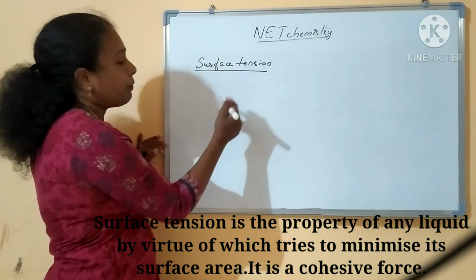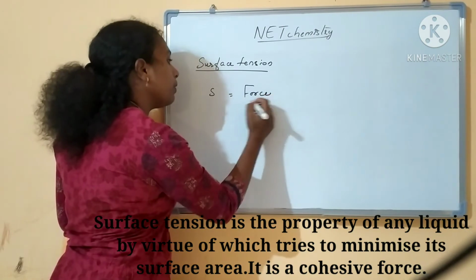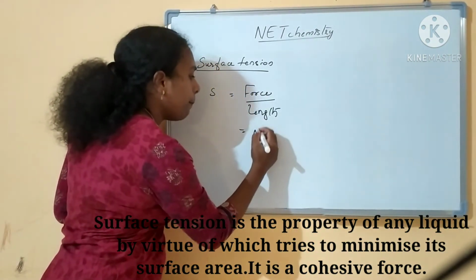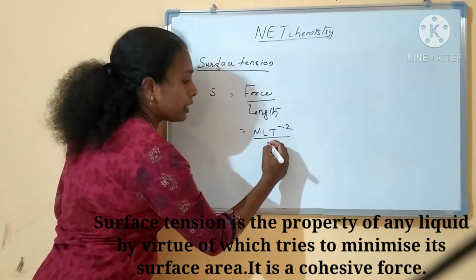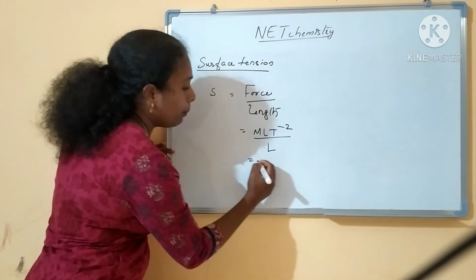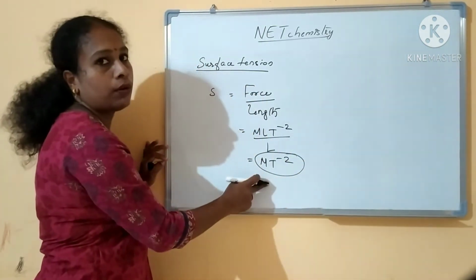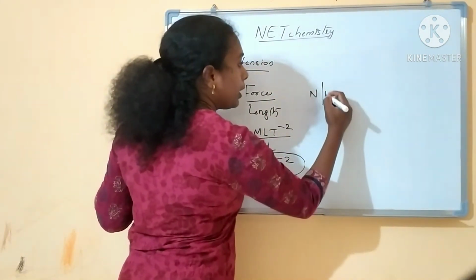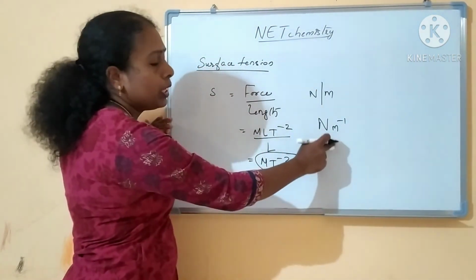How do we find out the surface tension? Surface tension is equal to force by length, we will say, right? What is the dimensional formula of force? MLT raised to minus 2. What is the dimensional formula of length? L, right? So it will be MT raised to minus 2. This is the dimensional formula of surface tension. What is the unit of surface tension? Newton per meter, or N m raised to minus 1, is the unit of surface tension, right?